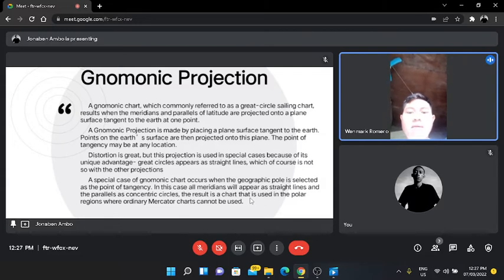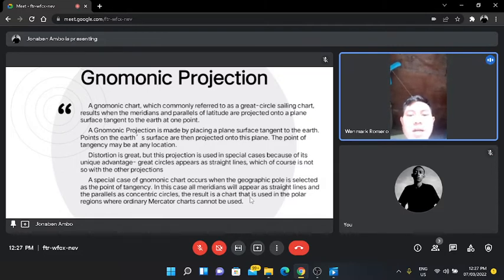The point of tangency may be at any location. Distortion is great, but this projection is used in special cases because of its unique advantage. Great circles appear as straight lines, which of course is not so with the other projections.